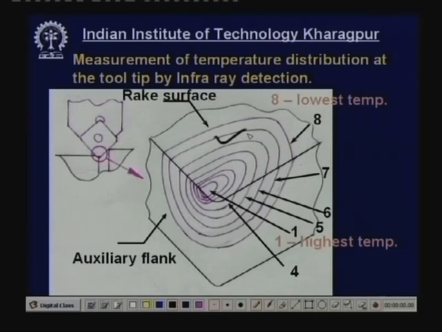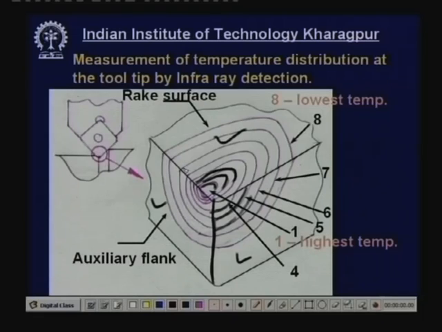This is the rake surface. If you draw a line of demarcation, then this is the auxiliary flank and this is the principal flank. Now, if we can make the principal flank exposed to the camera, then the camera can detect the temperature profile like this, these isotherms, and on the rake surface also there will be some isotherms.